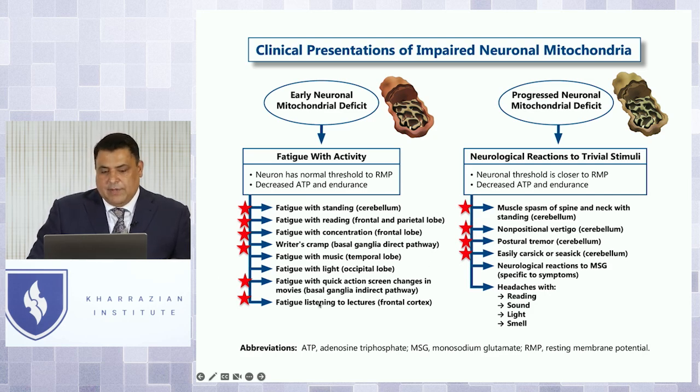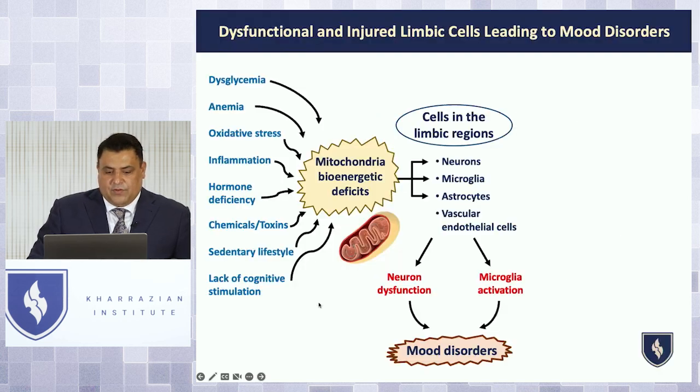So you could have people with mood disorders because their limbic circuit mitochondria are unhealthy. All these various triggers can cause mitochondrial cells to be unhealthy. These all impact ATP function in cells in the limbic region: neurons, microglia, astrocytes. These can cause mood disorders.